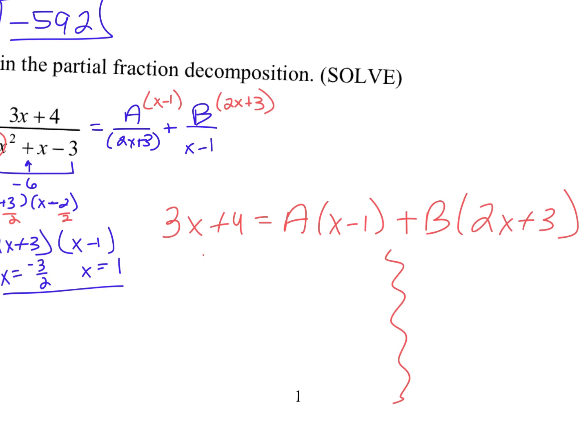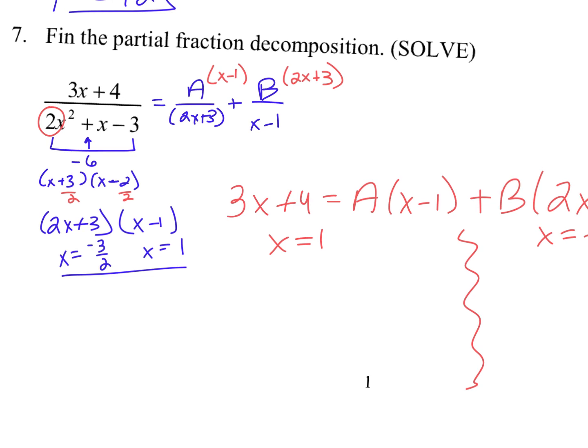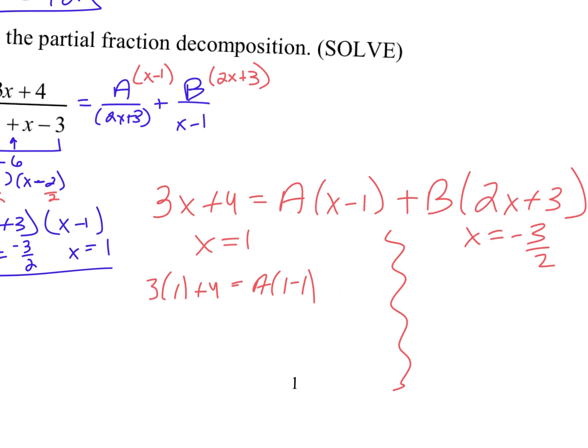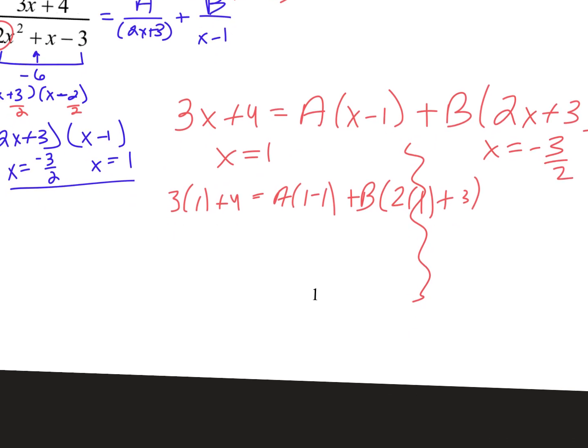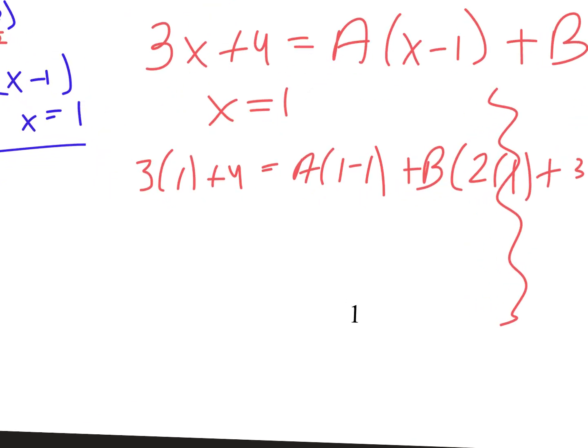All right, so it doesn't matter which one you do first. I'm going to do here x equals 1, and here I'll do x equals negative 3 over 2. So 3 times 1 plus 4 equals A times (1 minus 1) plus B times (2 times 1 plus 3). What's 3 times 1? 3, and 3 plus 4 is 7, equals. What happens when I have 1 minus 1? 0. So what's going to happen with A? It's going to cancel. Good.